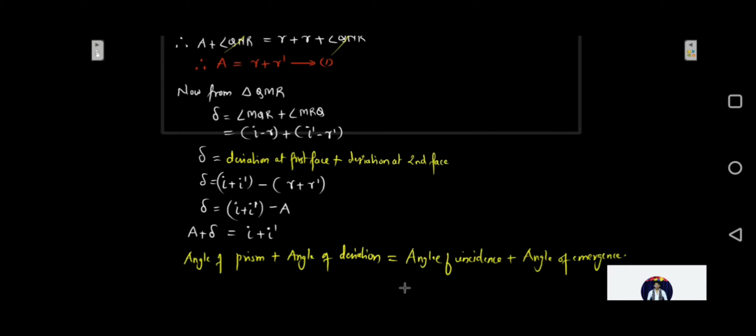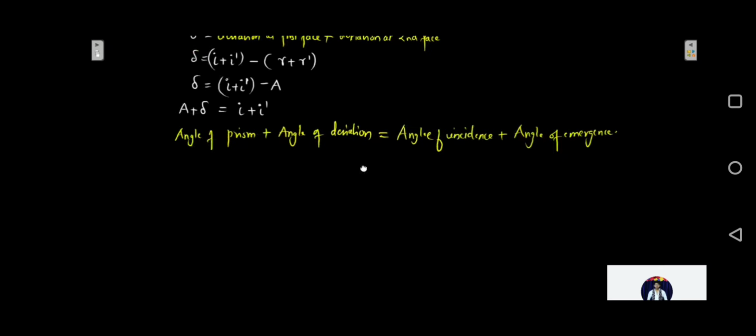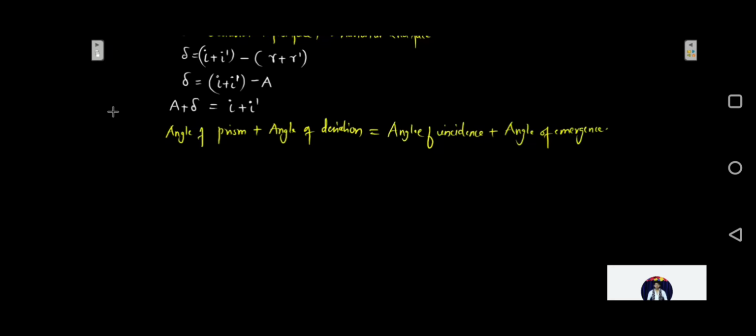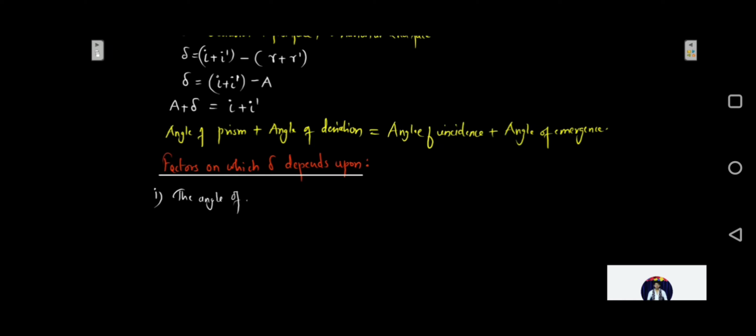Now let us see the different factors on which the angle of deviation depends. This derivation is not over yet; we have a part of it left. First, let us see the factors on which deviation depends. The first factor is the angle of incidence.